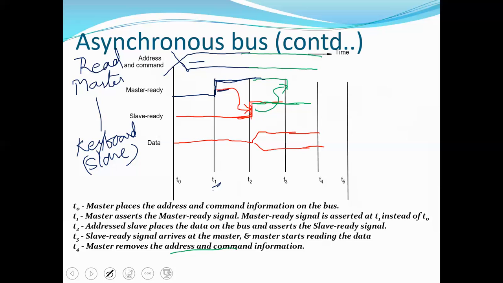It removes this address and command signal from the bus. Once it is removed, the master is brought down because the slave is already set, and it removes the address and command information.